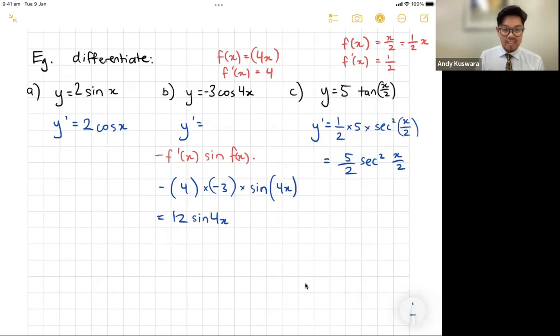That's how you differentiate sine, cos, and tan, and functions of sine, cos, and tan.